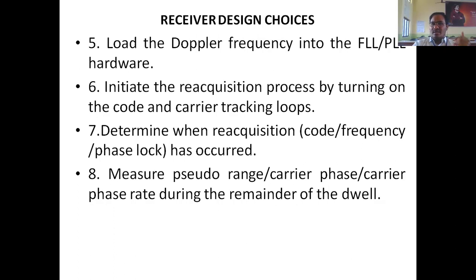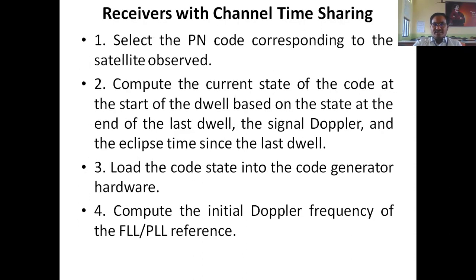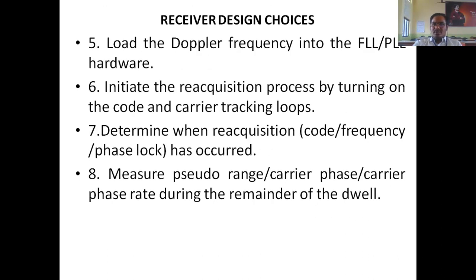And lastly, to measure the pseudo range or pseudo carrier phase or pseudo carrier phase rate during the remainder of the dwell. For the remaining time, these are to be calculated: pseudo range, pseudo carrier phase, and pseudo carrier phase rate. At what rate the carrier phase is being changed. Is that clear? So these are the receiver with the channel time sharing. At what time, which step is done.